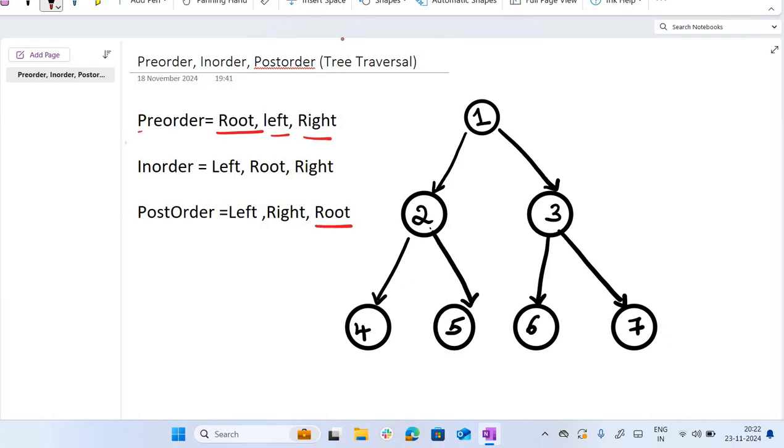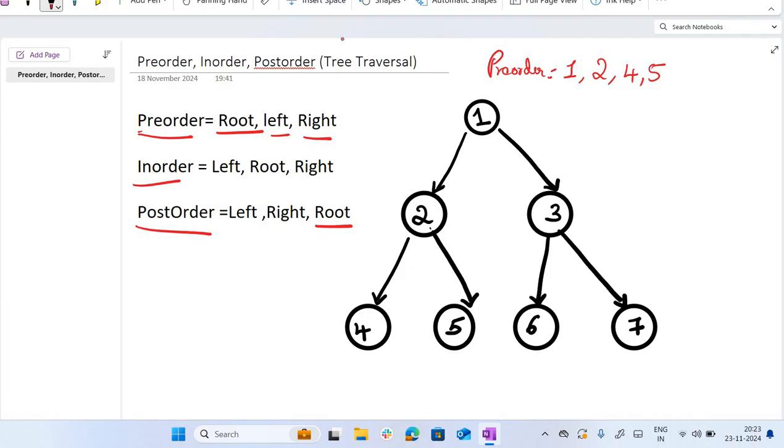So for pre-order, in-order and post-order, we have to follow this. First we will write the pre-order. Pre-order is equal to: first the root element. Here 1 is the root element, so first you write 1. Next the left, which is the left part of the root element 1. This is the left part and this is the right part. In the left part, again we see the root, which is 2. For 2, the left is 4, and then the right element is 5.